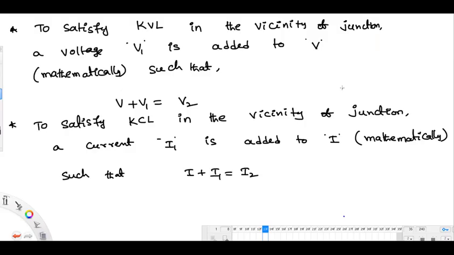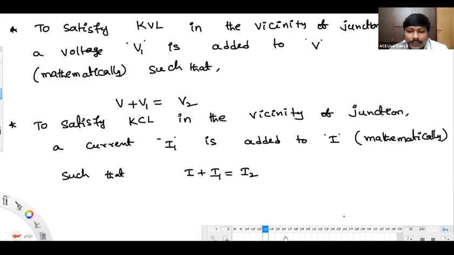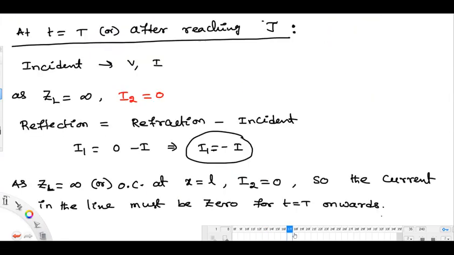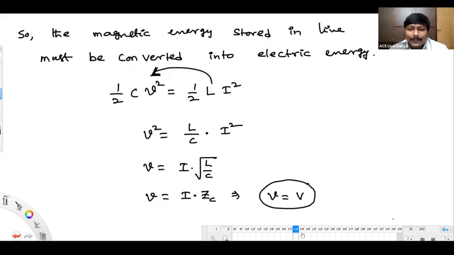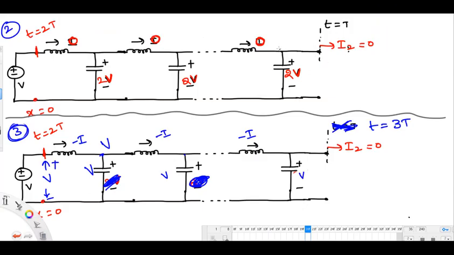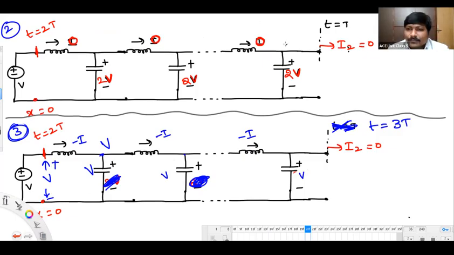Sir, in open circuit light propagation, can you explain the direction of propagation? From T, which direction of propagation do you want? From T equals T to 2T. Why is it coming back, sir? Why is it not coming back, actually? Okay, you can understand in that way also. See, after reaching the receiving end, current will be zero. Yes, sir. So in the line also, current should become zero, na?